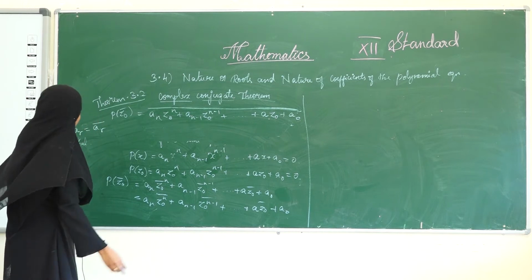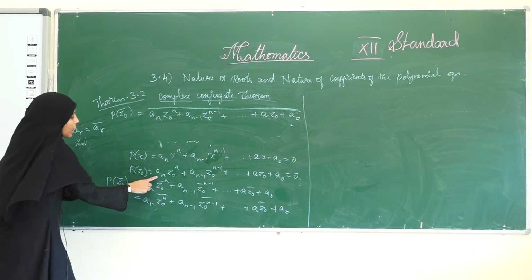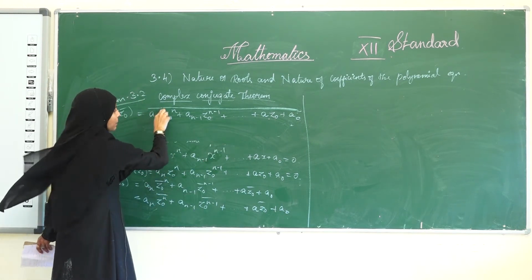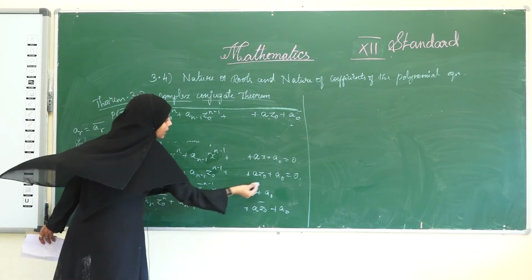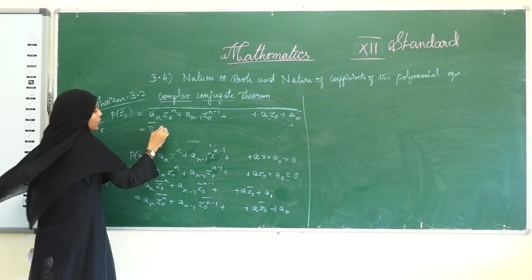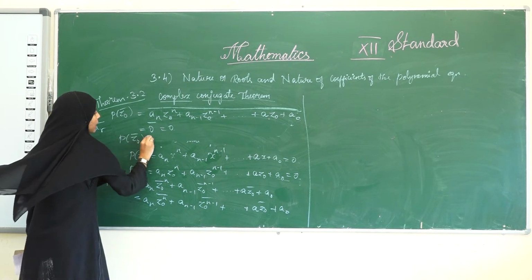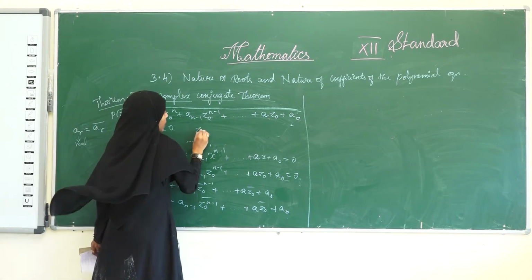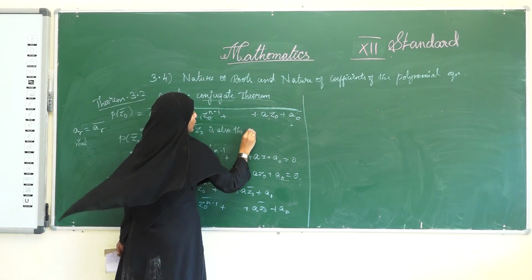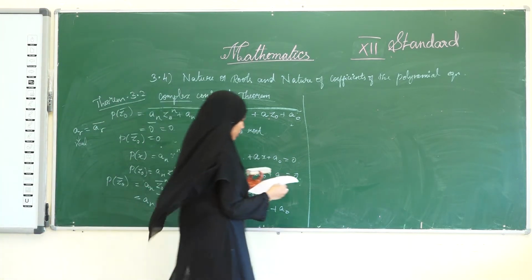We already know that P of z naught is equal to 0. So we are getting this value right here. Therefore, for the bar, we can take the value as 0. This is equal to 0 bar. Since 0 bar is also equal to 0, we have proven that P of z naught bar is equal to 0. So z naught bar is also the root of the given polynomial equation. Okay, can you understand? Now let us move on to the next.